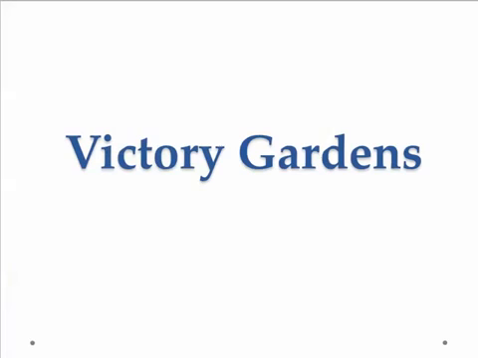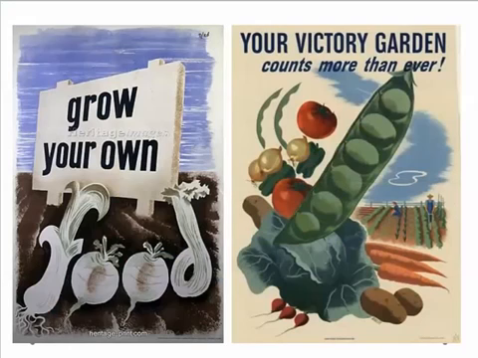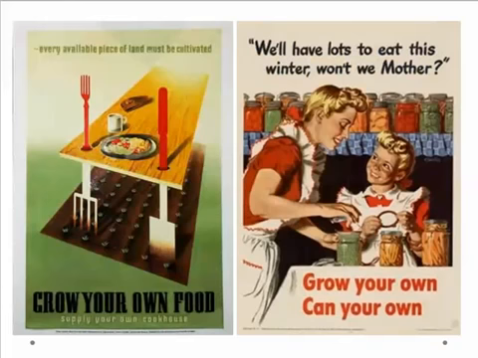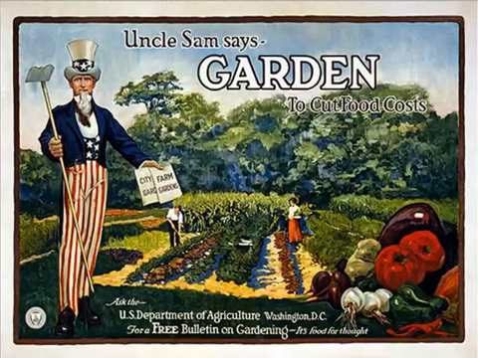Okay. And victory gardens, these were voluntary. People grew their own gardens to try to conserve on the food that was headed to the soldiers. "So your own victory garden counts more than ever." To send food to the soldiers, conserve there. Grow your own, can your own. And here's a picture of a family growing their own victory garden. "Uncle Sam says garden to cut food cost."